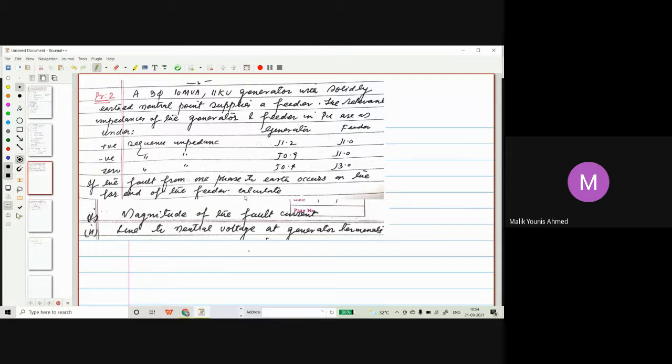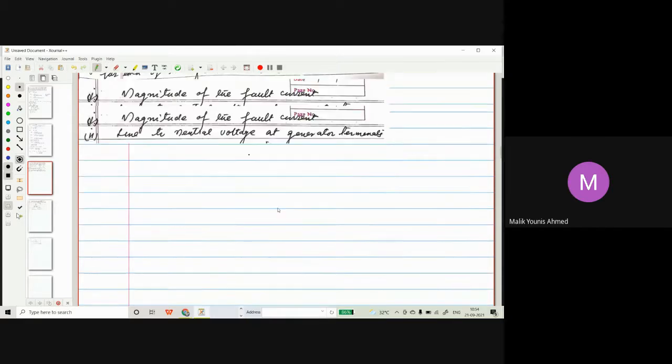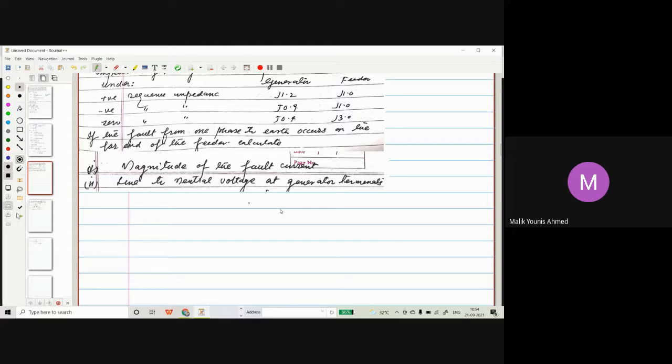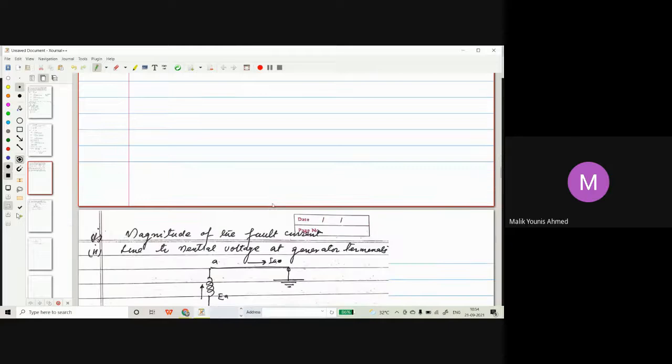If a fault from one phase to earth occurs on the far end of the feeder, what do you have to find? You have to calculate, number one, the magnitude of the fault current, and number two, the line to neutral voltages at the generator terminals. It's a very good question.